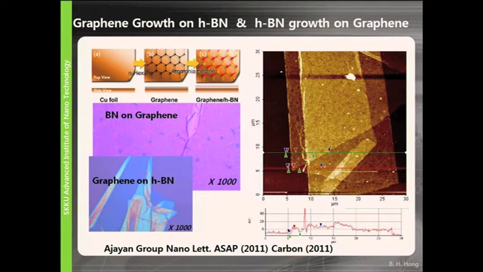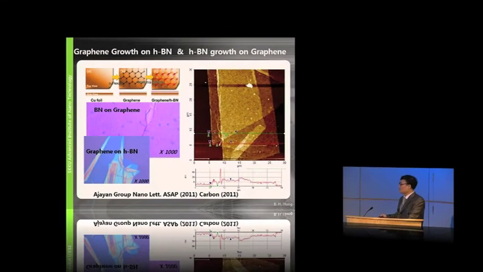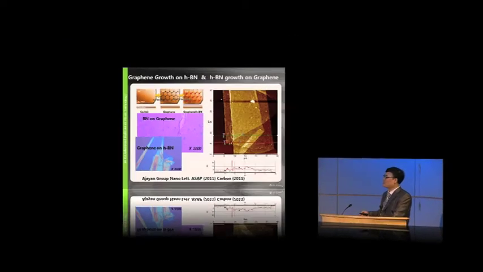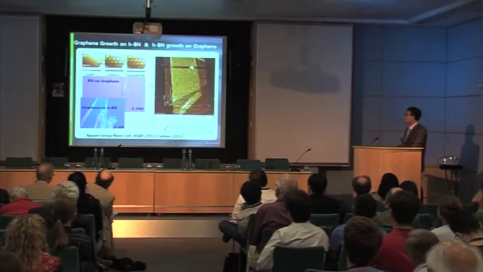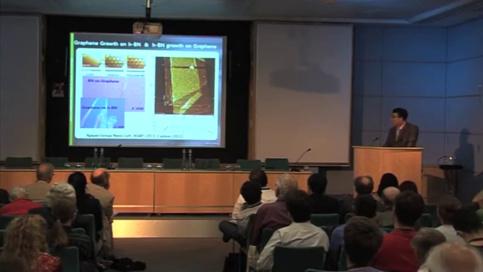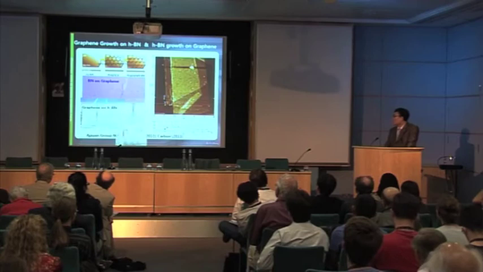Also, as reported in Carbon recently, they have grown graphene on top of hexagonal boron nitride without using any catalyst. So in this case, it was very hard to reproduce, but we have some evidence that the graphene has formed on top of hexagonal boron nitride. Then what does it mean? So we can actually make a superlattice of boron nitride and graphene by growing graphene and boron nitride in turn. So I think this approach is very important for the future applications of the 2D materials. Okay.